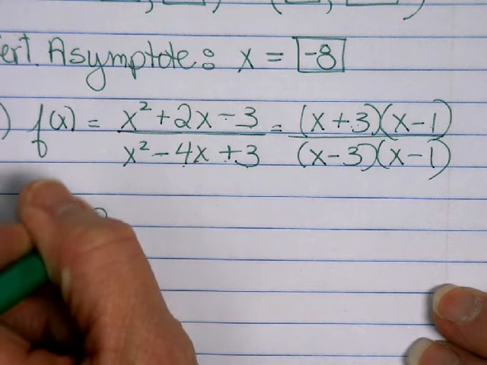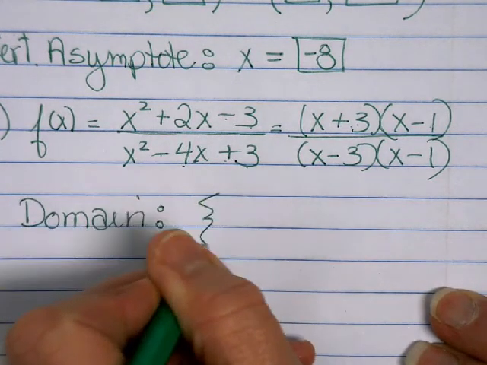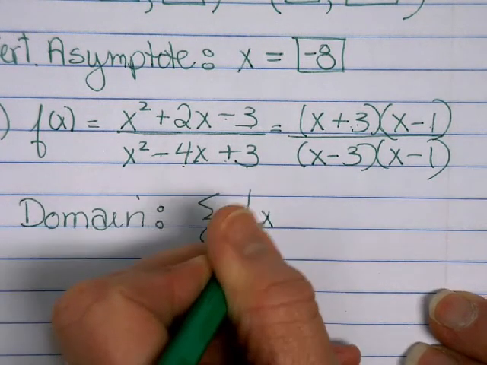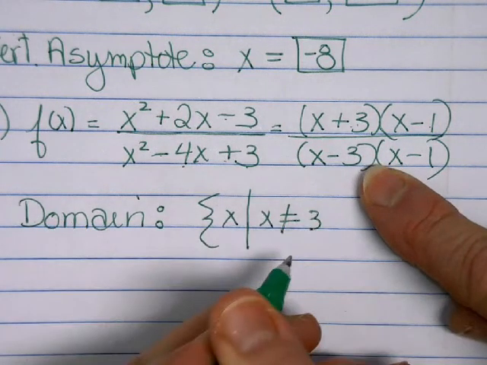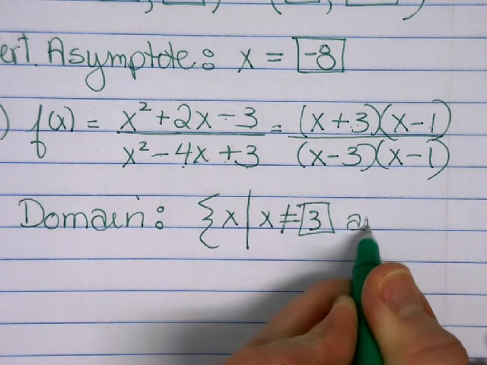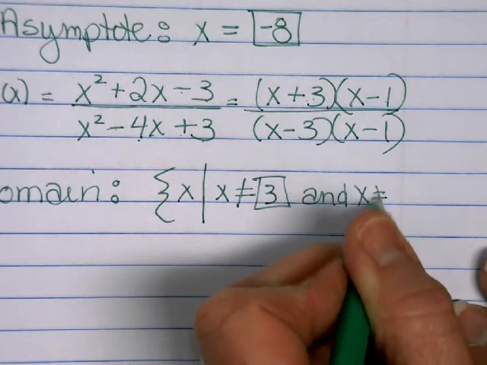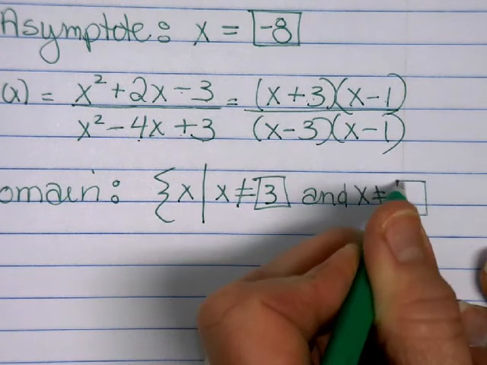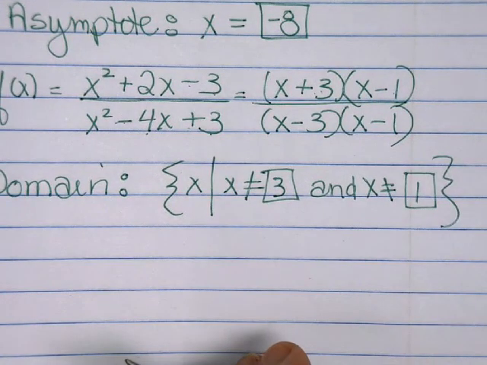So I'm going to do the set notation first for the domain. This is easy for me, easiest for me. Set of all x such that x cannot equal 3, and so you're going to put in the 3, and x cannot equal 1.